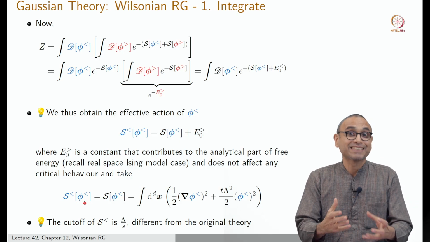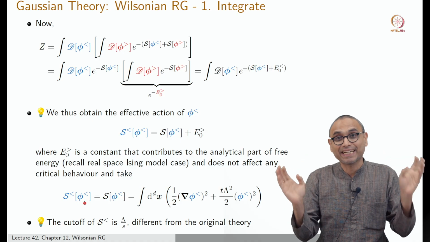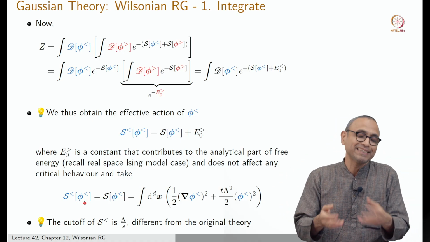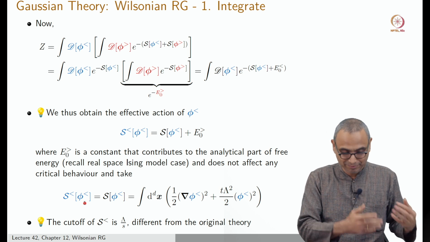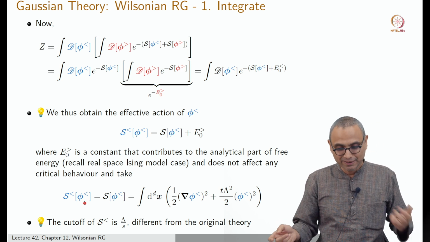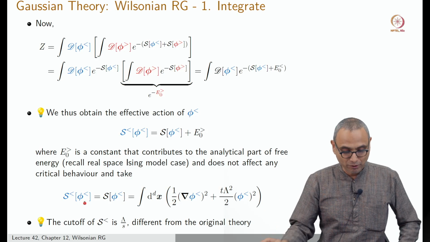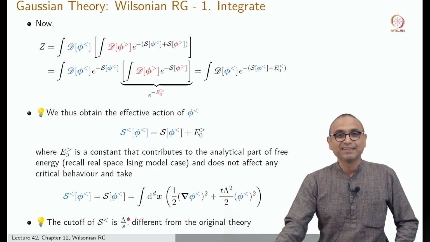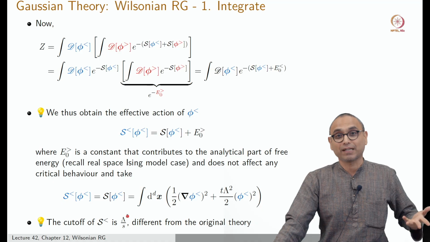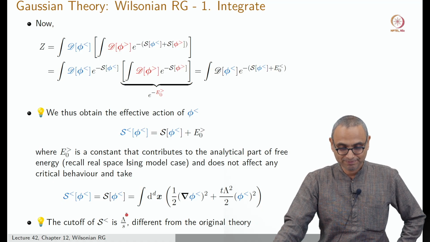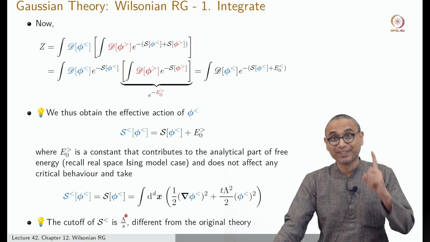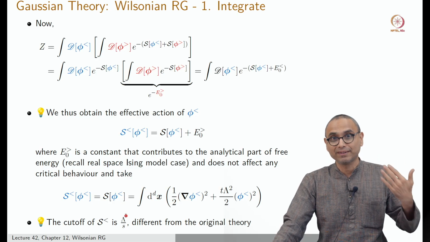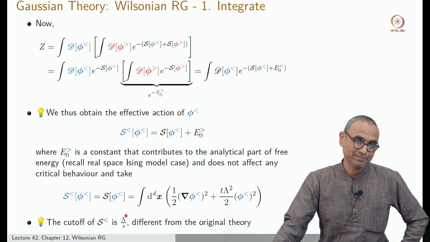But what we have achieved is that we have integrated out the fluctuating modes, and in this case it produced nothing except a shift of energy for the longer wavelength modes, and therefore didn't affect them at all. Nevertheless, you got a theory with a different cutoff. So that's how you achieve the first step of integrating out the short wavelength modes.